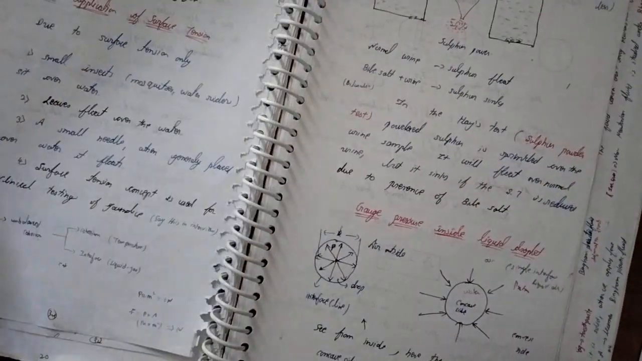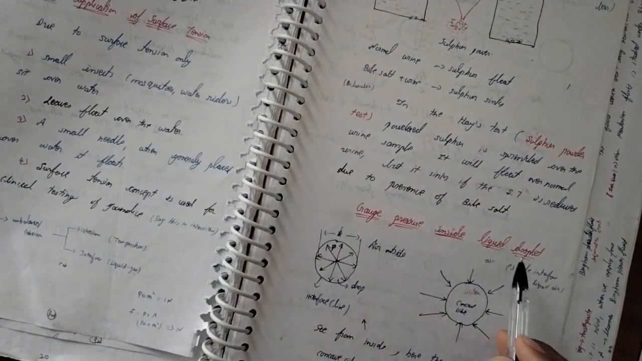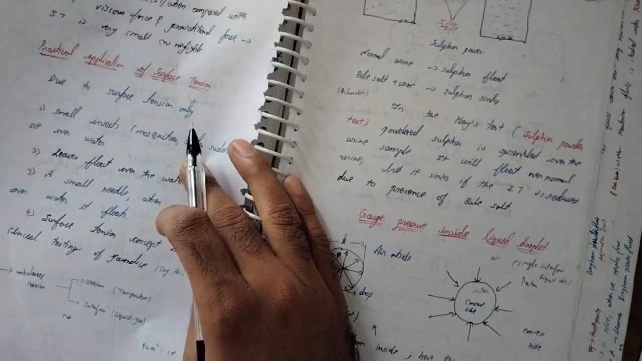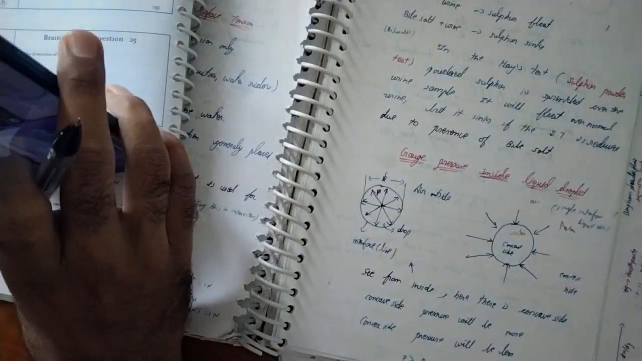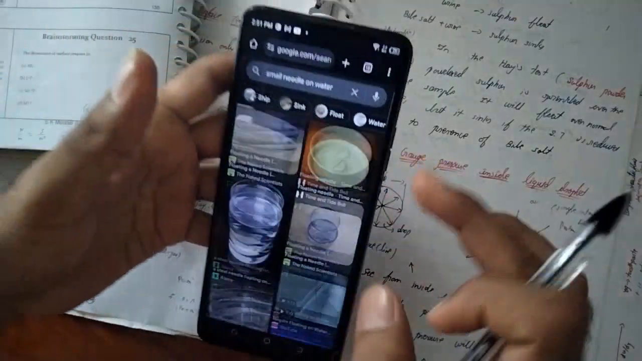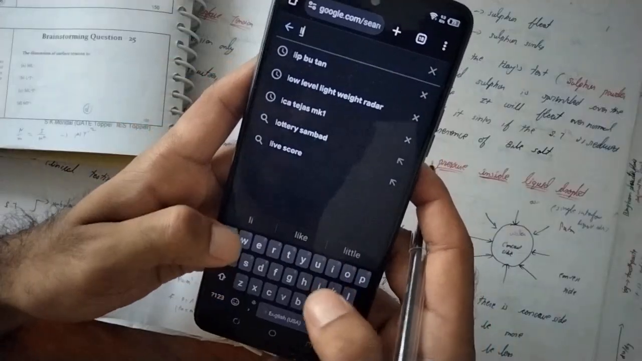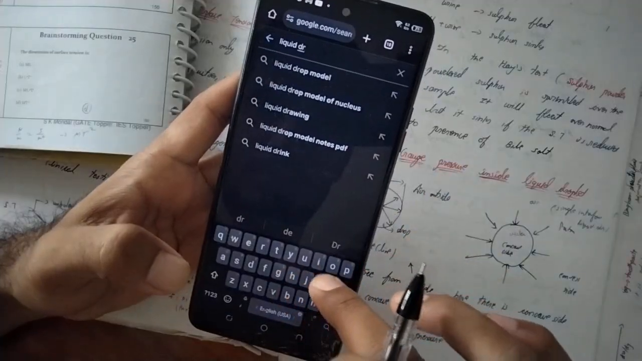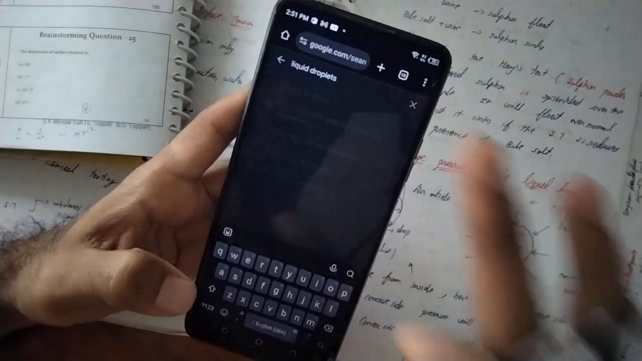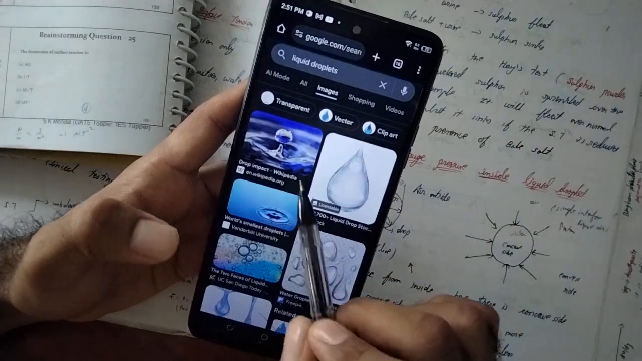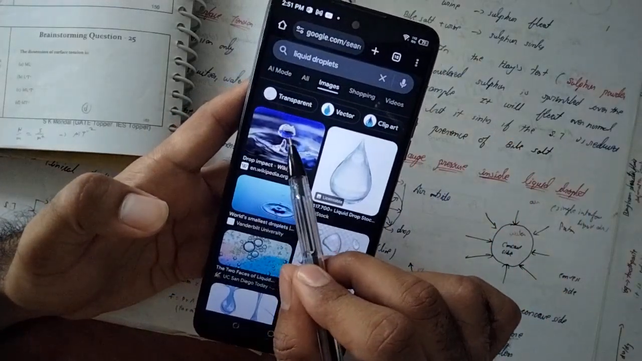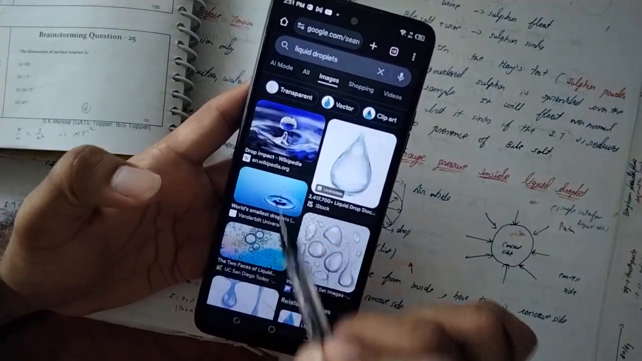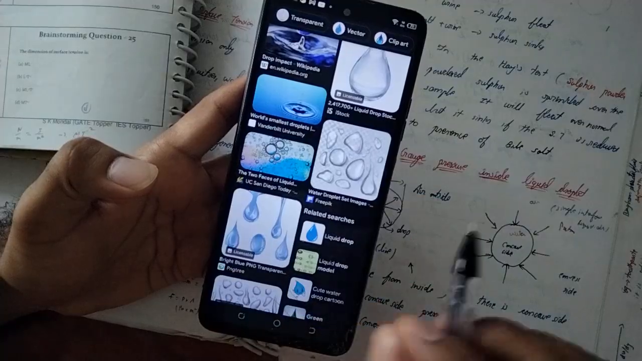The next thing is the gauge pressure inside a liquid droplet. Each and every time, suppose for example, I'll just show you a liquid droplet. Now you can see here why this kind of liquid droplet occurs. Because of the surface tension. Why this spherical shape, this round shape? Because of the surface tension.